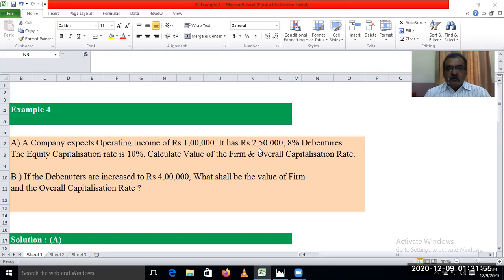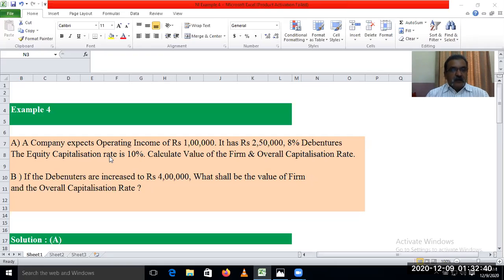It has 2,50,000 8% debentures. So debenture capital amount is rupees 2,50,000 and rate of debenture interest is 8%. The equity capitalization rate is 10%. So we know that as per the net income approach, to find out the value of firm, we require the equity capitalization rate, or it is also called cost of equity, and that is 10%. So with the help of this information, we are asked to calculate value of the firm and overall capitalization rate. That means overall cost of capital or weighted average cost of capital.